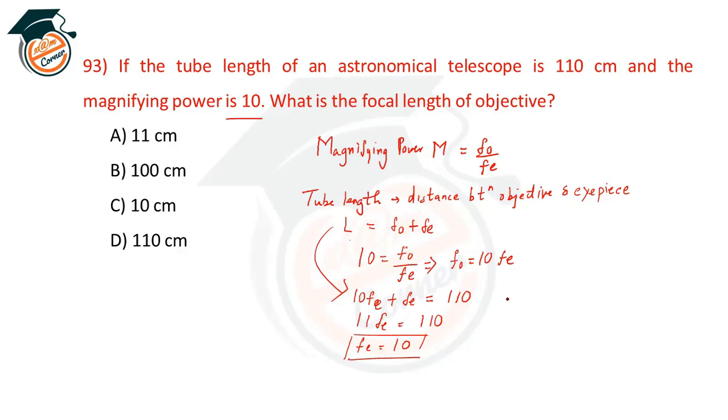So focal length of the objective. We have to find the focal length of the objective. So focal length of objective FO equals to 10 FE, which is equal to 10 into 10, which is equal to 100. So 100 centimeter is the answer.